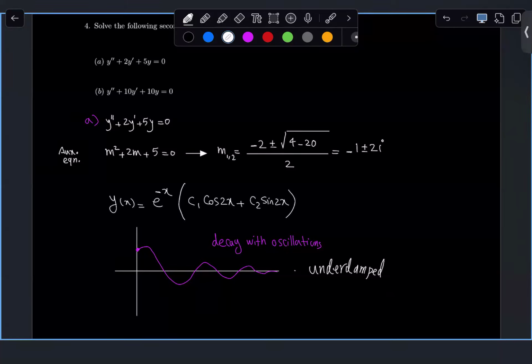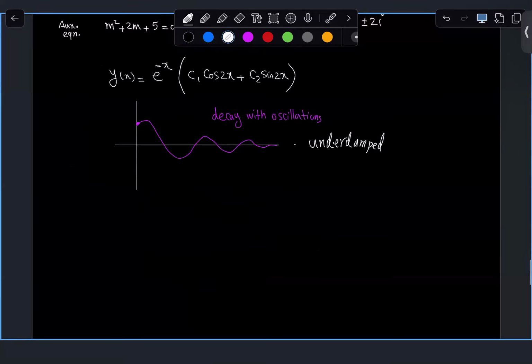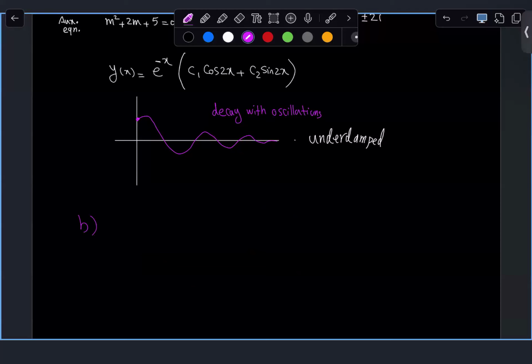But not the calculators that can graph stuff. No plotting. So B, I'll let you do that one. It will be overdamped, case 1.